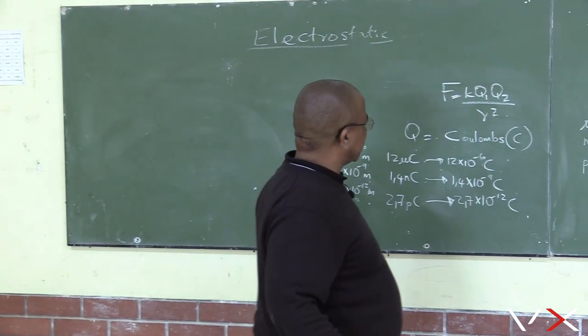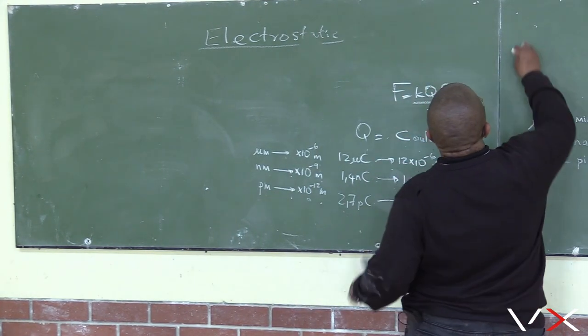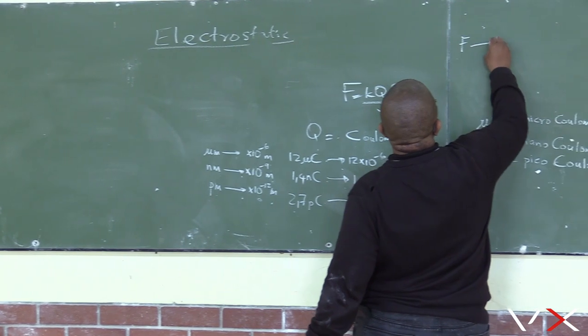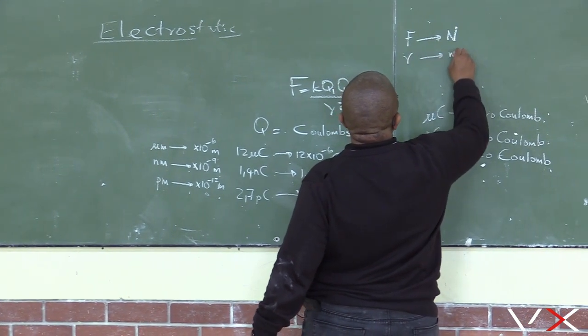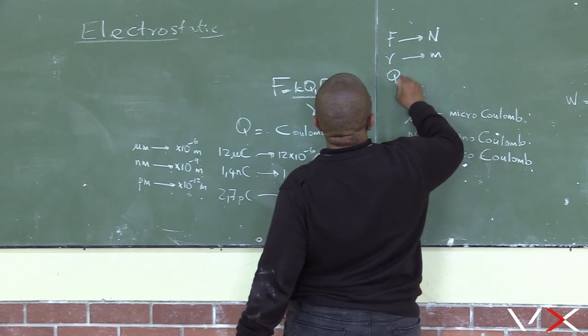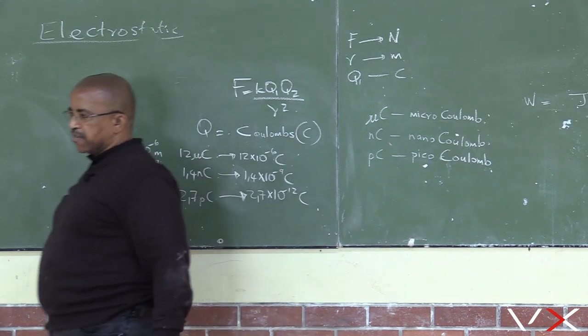Now, ukuqala lokhu, ama units: our force in Newton, distance in meter, charge in coulombs. So, ama units are very important.